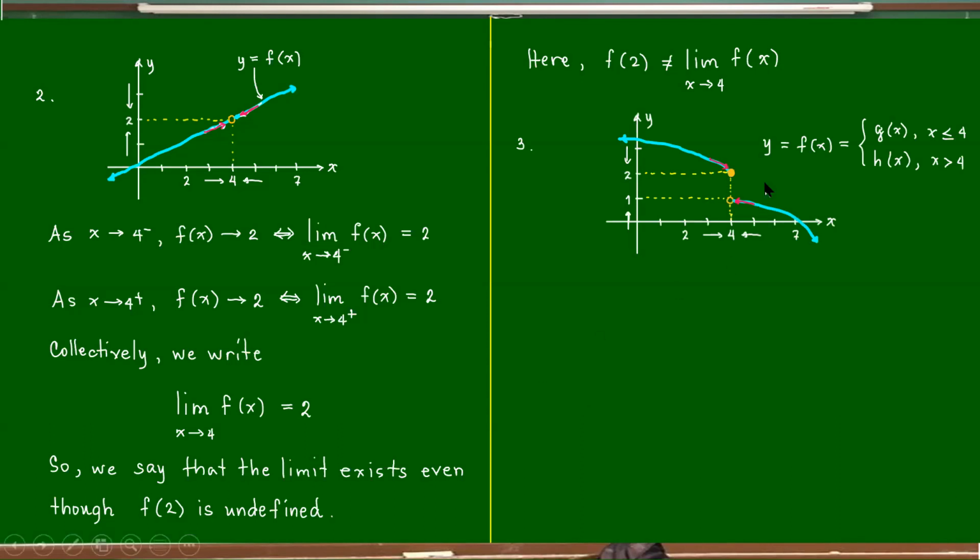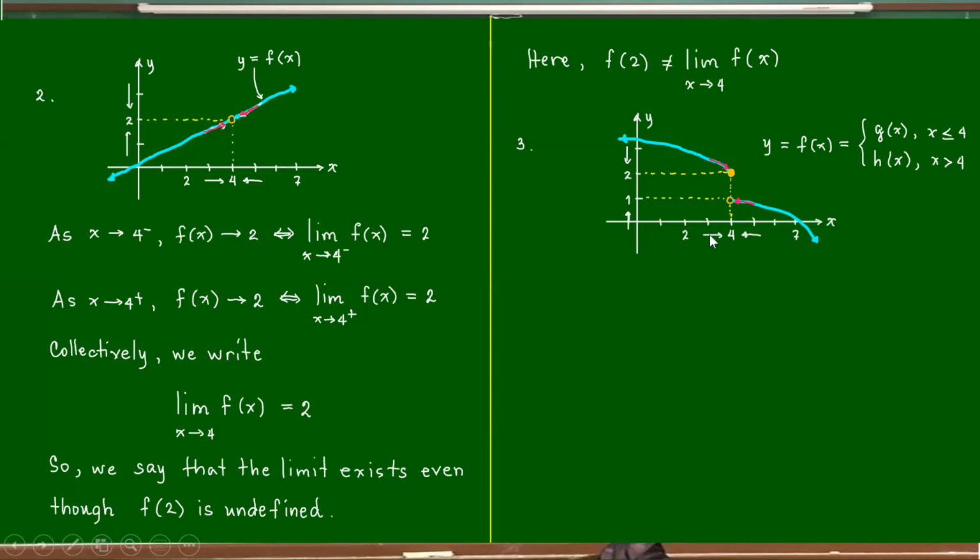Let's have this third one. Let's say we're given this function where f of x is defined by two different expressions. One is for x less than or equal to 4, and the other one for x greater than 4. Combining these two at different parts of the domain of f, we come up with y equals f of x. And this is the graph.